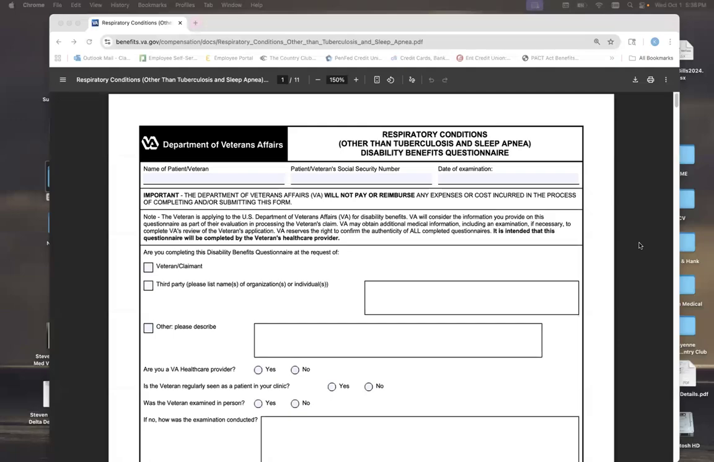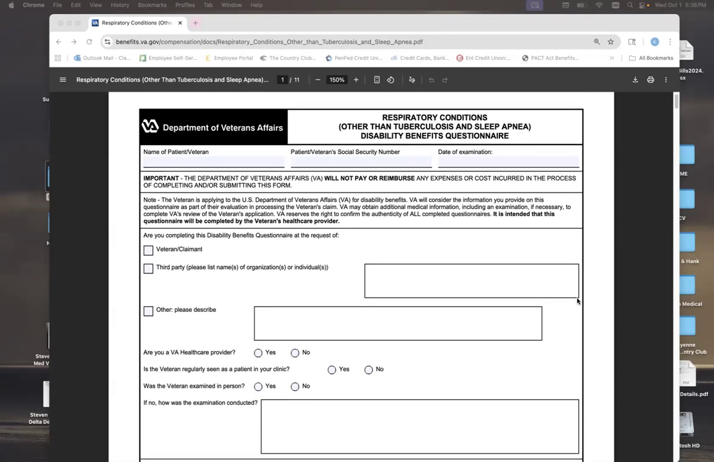All right, so this is going to be a second part for our lecture series about the Respiratory Disability Benefit Questionnaire and Pulmonary Function Test. This is an example of the Respiratory Disability Benefit Questionnaire that's publicly available on the VA website. You just Google search publicly available respiratory DBQ. This comes right up in the search.